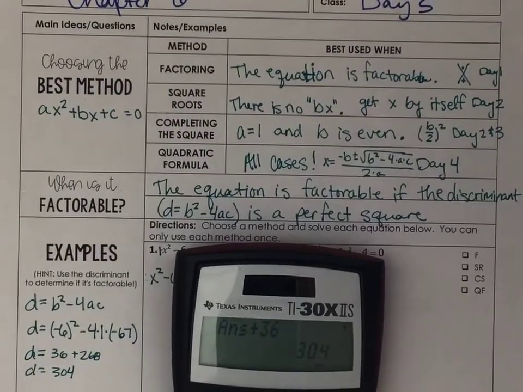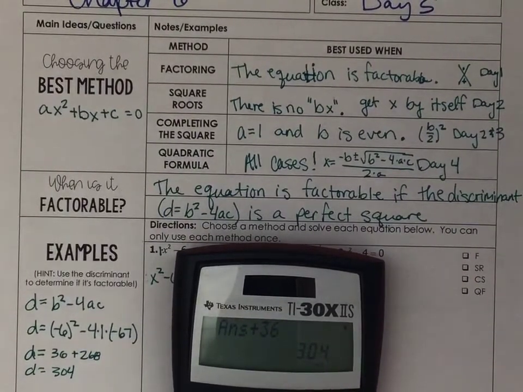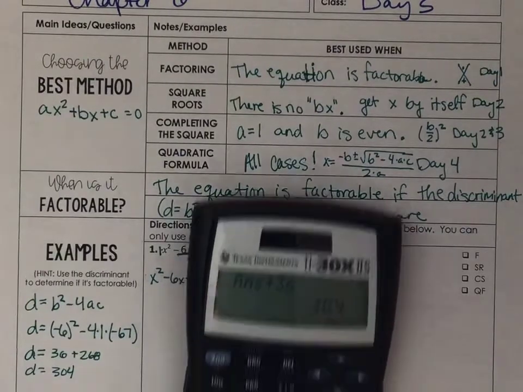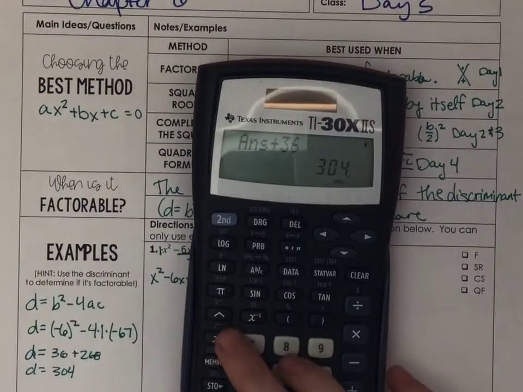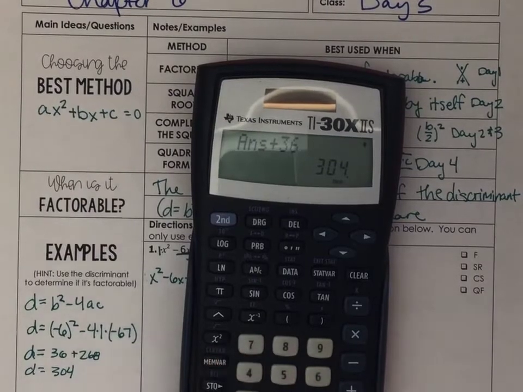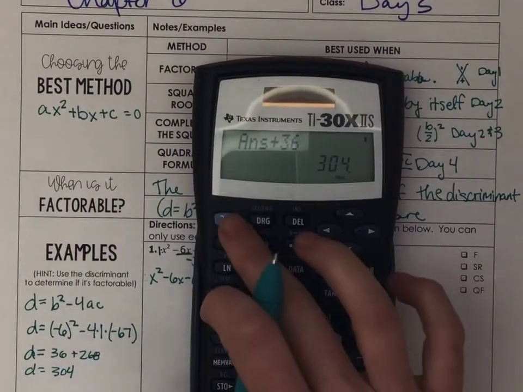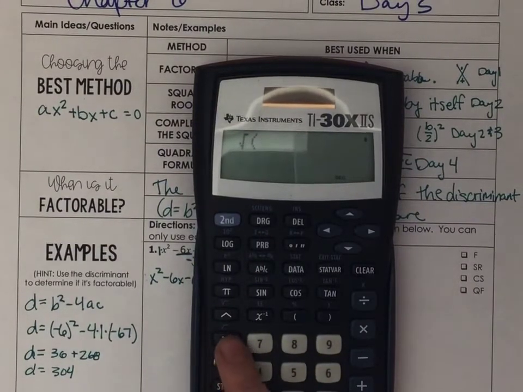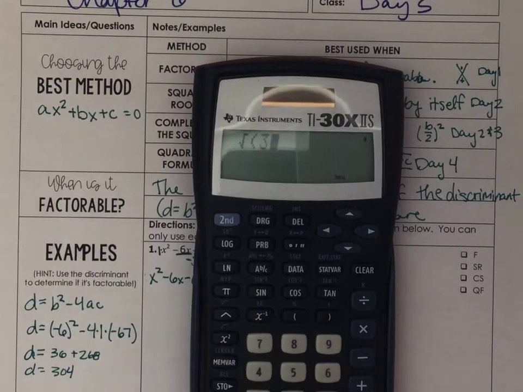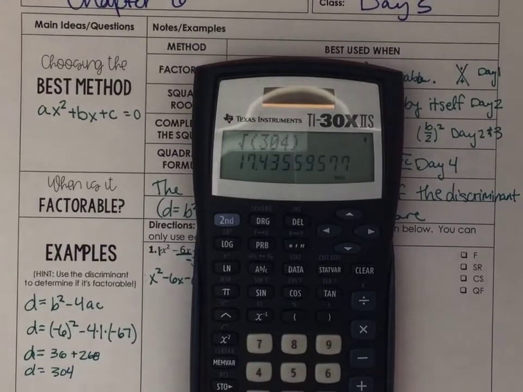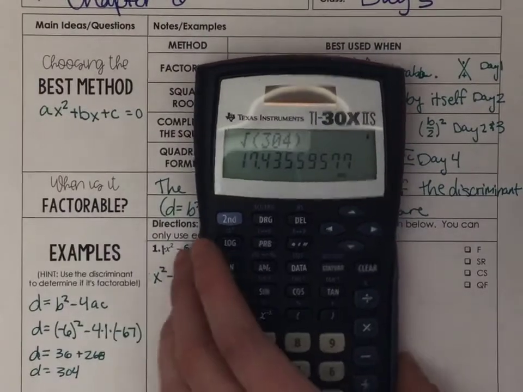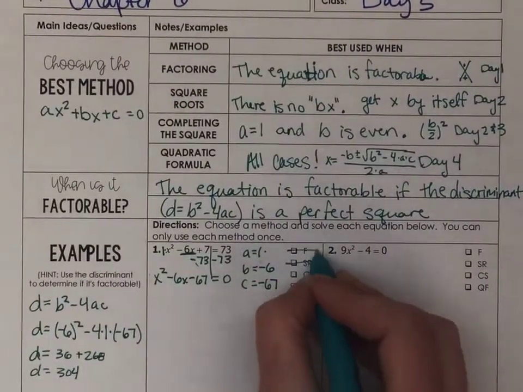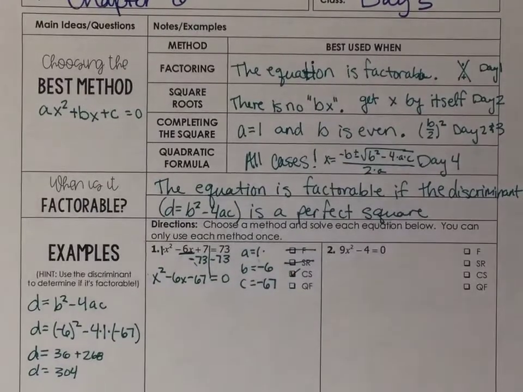Now, if you don't know if this number is a perfect square, a quick check is to just take the square root of it. To get the square root, you'll notice that it's right here with that square button, but it's in the blue text above the x squared button. To get that, we're going to take this second button and then press our x squared button. And that gives us the square root of 304 on our calculator. You see that we get a long decimal, meaning that this equation cannot be factored. So we're going to use that completing the square method.